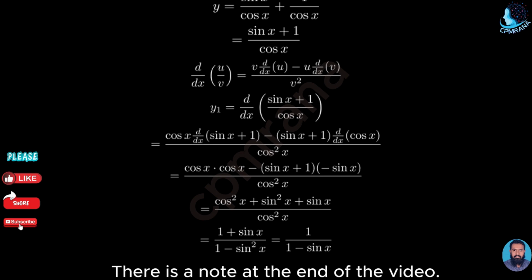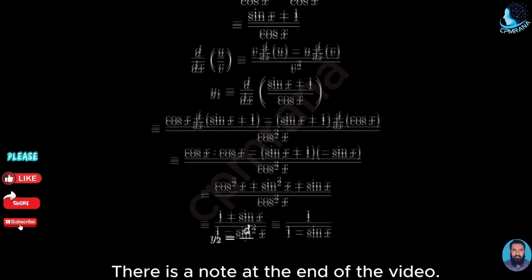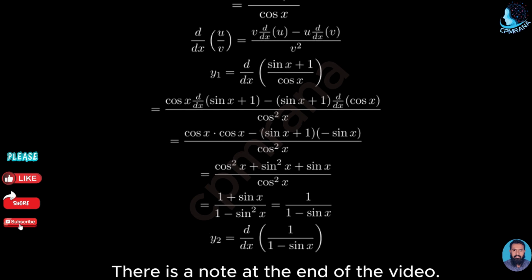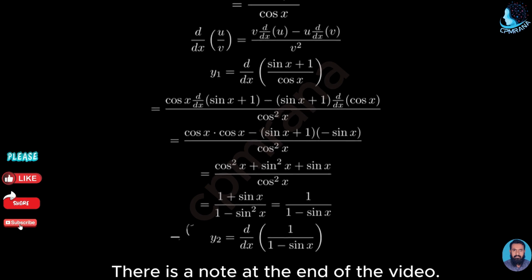For the second derivative, we'll differentiate this result, again using the quotient rule, but this time with u equals 1 and v equals 1 minus sine x. The derivative of 1 is 0, and the derivative of 1 minus sine x is negative cosine x. Substituting these values and simplifying, we get cosine x over 1 minus sine x squared.